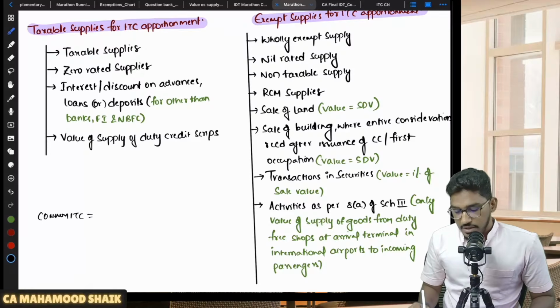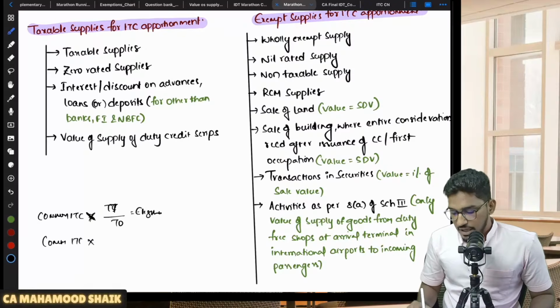So what about that common ITC, how do you have to apportion it? That common ITC, you have to take taxable turnover divided by total turnover. So this is eligible. This amount you can avail. Or if I put it the other way around, whatever common ITC is there, that common ITC into exempt turnover divided by total turnover. This is ineligible.